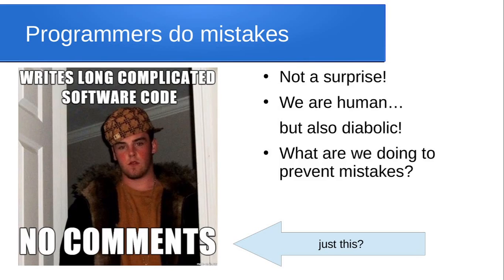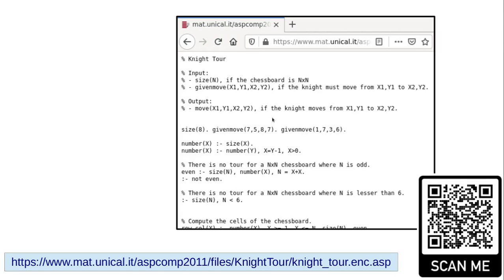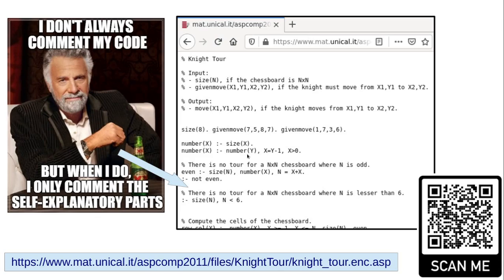Maybe we are doing just this, letting the programmer add comments to their complicated and long encoding. Let me show an example, the night tour. We know this problem. I invite you to check this encoding online, and then you can see that the encoding is filled with comments, and some of these comments are even trivial and just explain what is obvious, like this one, that there is no tour for an n times n chessboard where n is less than 6. Good, I can understand this very well from the constraint. So I don't really need this kind of comment, but maybe I need other kinds of comments, like the fact that sides and given move are input predicates, the fact that move is an output predicate, and so on.